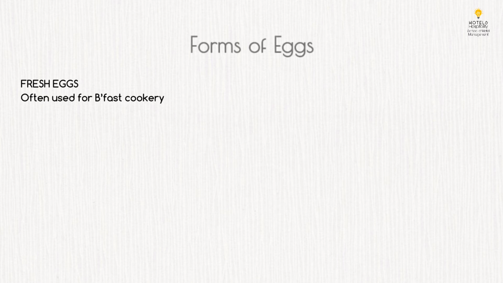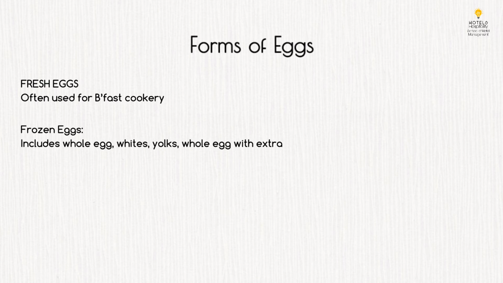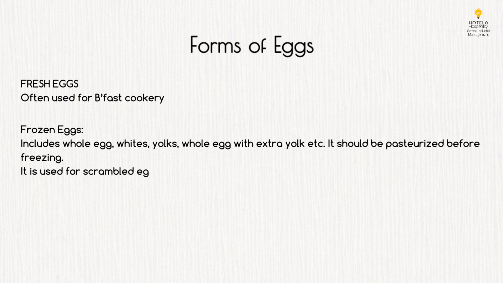Forms of egg available in the market. Fresh eggs, often used for breakfast cookery. Frozen eggs include whole egg, whites, yolks, whole egg with extra yolk, etc. They should be pasteurized before freezing. They are used for scrambled eggs, omelets, French toasts and in baking.